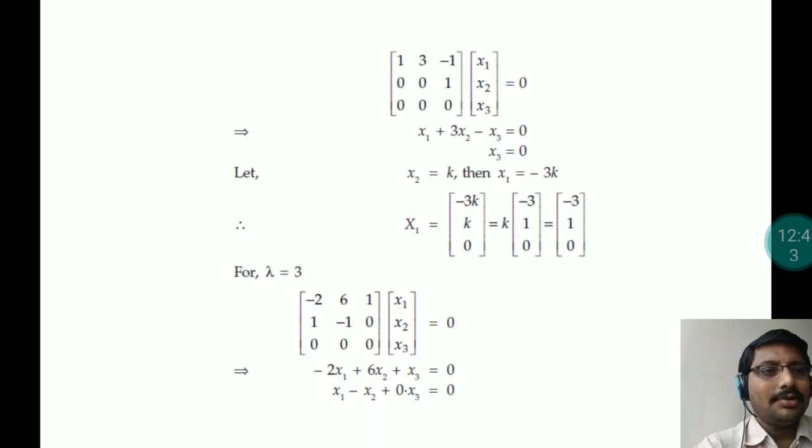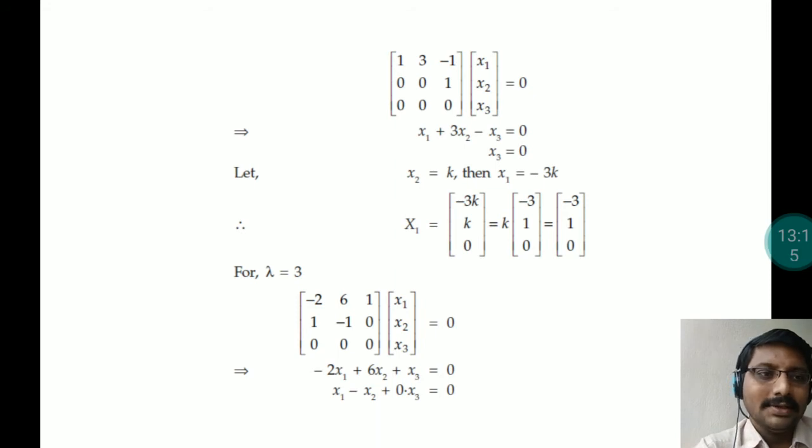Similarly, we have to find another eigenvalue, that is lambda equal to 3, with corresponding eigenvector x2. What is x2? The column matrix x1, x2, x3. Now for lambda equal to 3, taking (A minus lambda I) x equal to 0, just replacing lambda equal to 3, that is subtracting 3 from the principal diagonal elements of A, which is multiplied with the column matrix x1, x2, x3 and equated to 0. Here 0 means the null matrix.